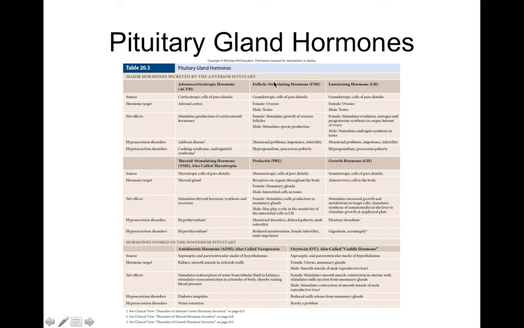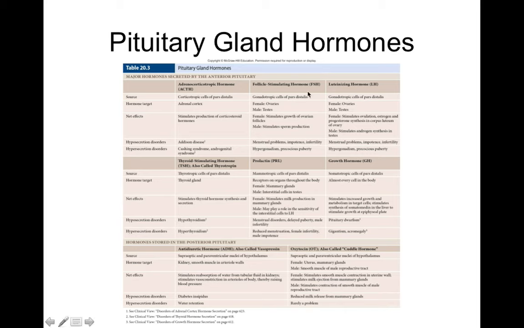Now, things like follicle-stimulating hormone and luteinizing hormone basically influence the gonads, okay? So it's GnRH, or gonadotropin-releasing hormone, released by the hypothalamus, that stimulates FSH and LH to be released by the anterior pituitary. And this process works in both males and females. Now, if you get a hyposecretion of FSH and LH, what you'll find then is in females, basically menstrual problems, and in males and females, possibly infertility.